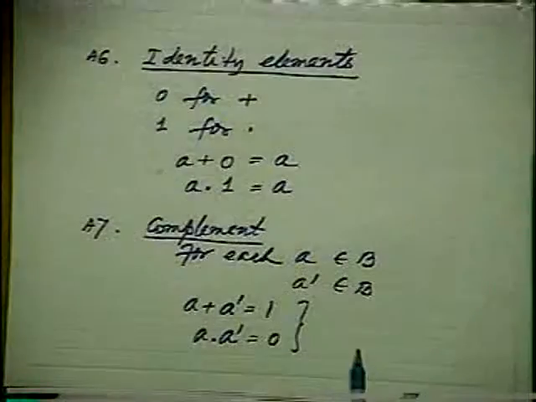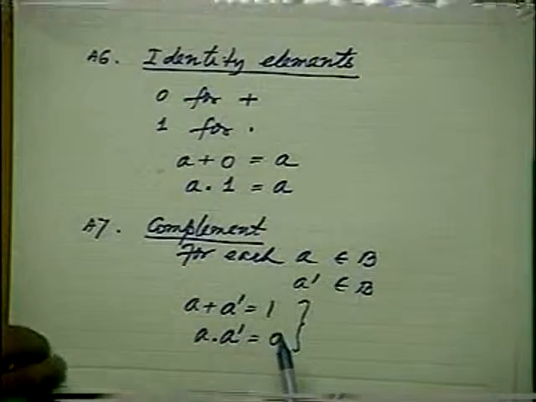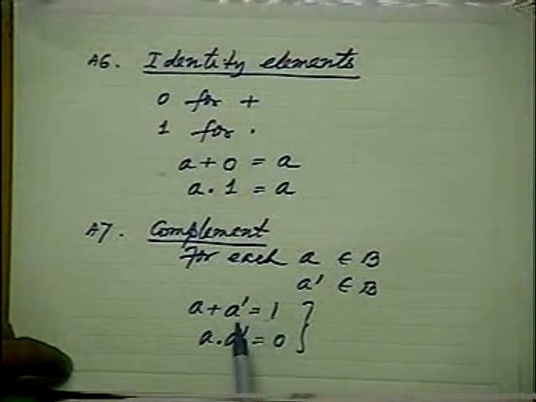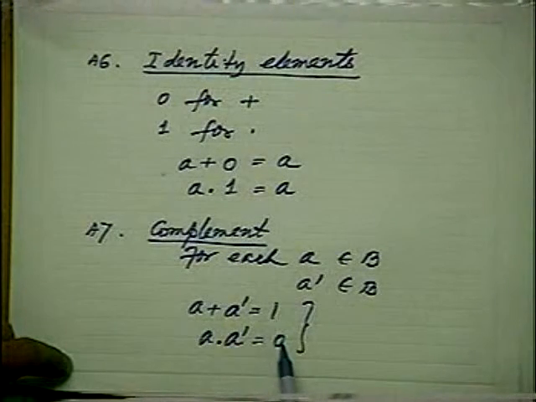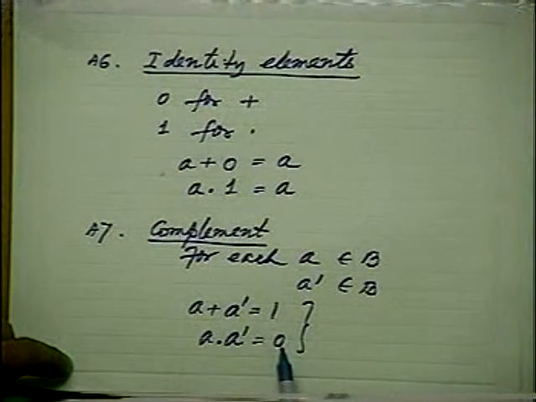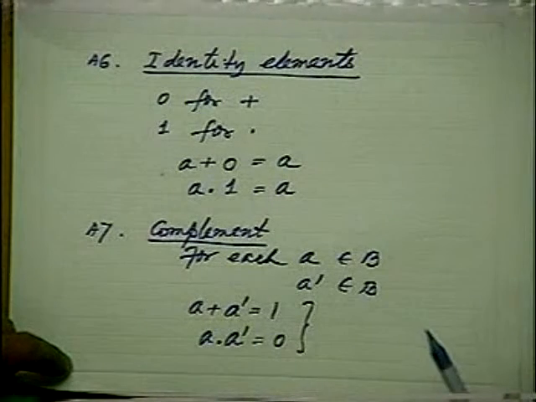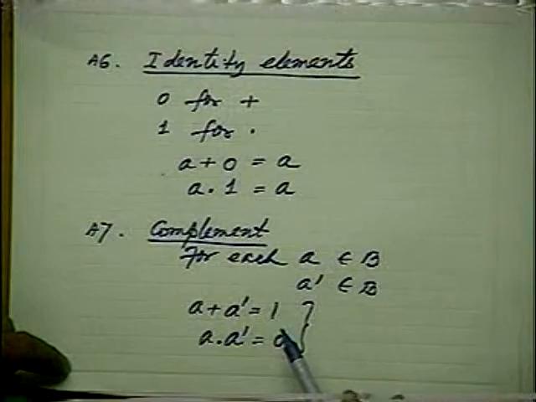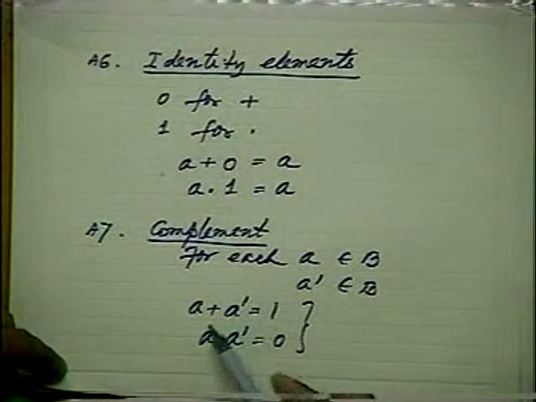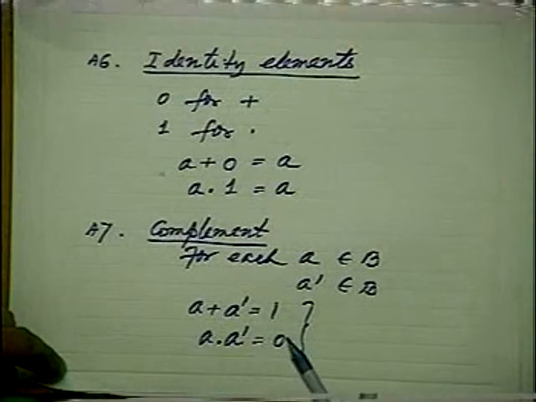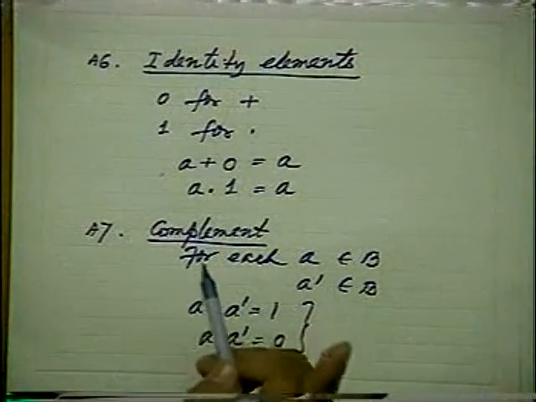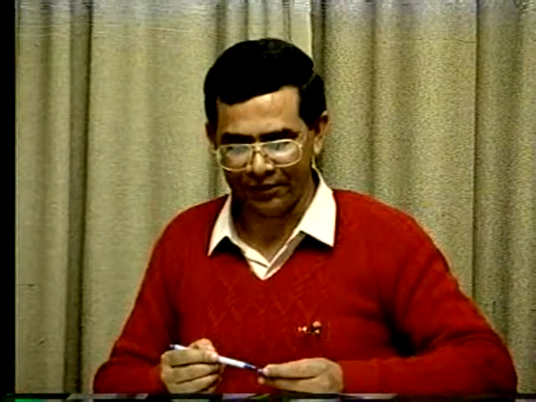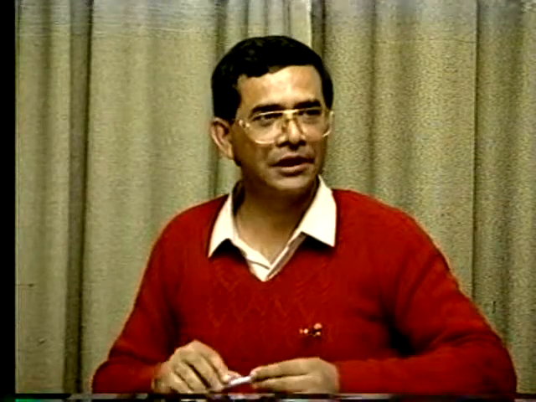Okay. Similarly, for example, in complementation, a plus a-dash equals 1: plus is replaced by dot here, and 1 is replaced by 0, so a dot a-dash equals 0. Therefore, you'll find that as I go on to prove the other theorems, depending upon the fundamental postulates, everywhere the duality holds good. Any expression that is true in a Boolean algebra, its dual expression is also true in that algebra.